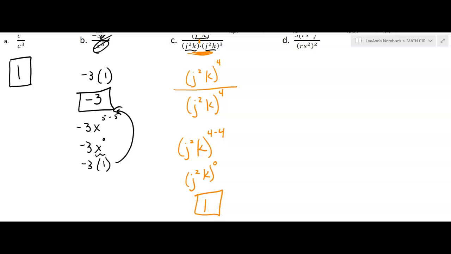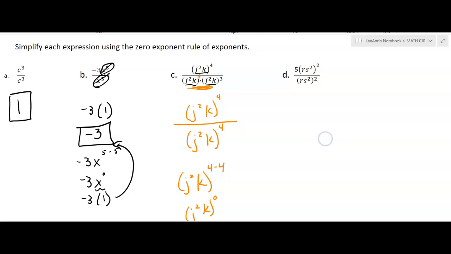And then our last one here, you probably can see it. It's kind of visual, and sometimes you have to train your eye to look at the whole picture. You've got a base here, rs squared, and a base here, rs squared. So then you've got that exponent and that exponent being subtracted, which is 5 rs squared to the 0 power.